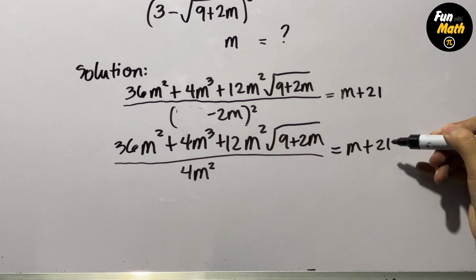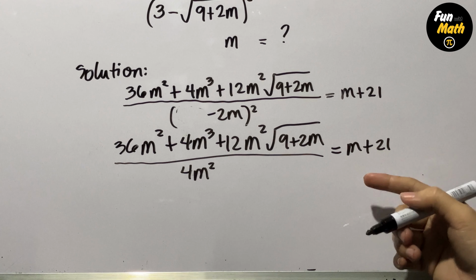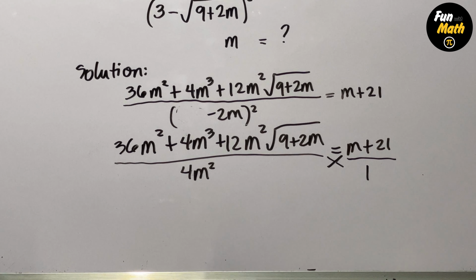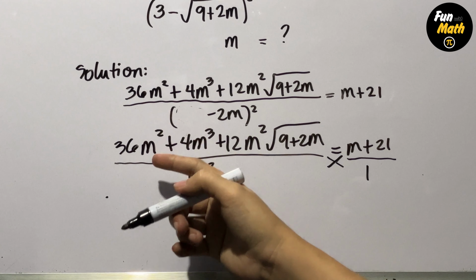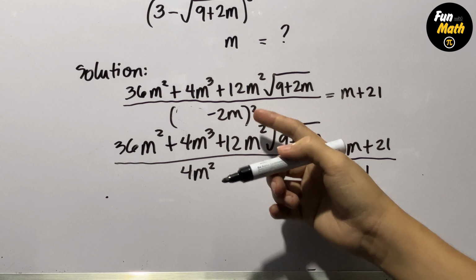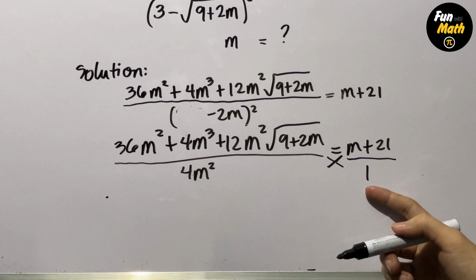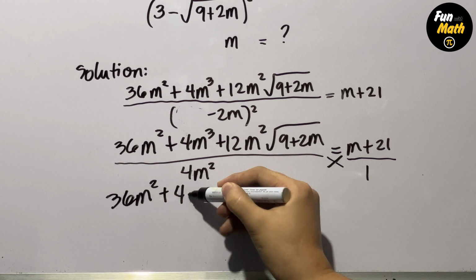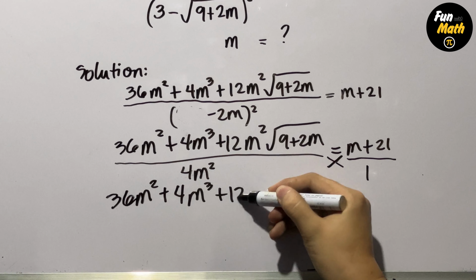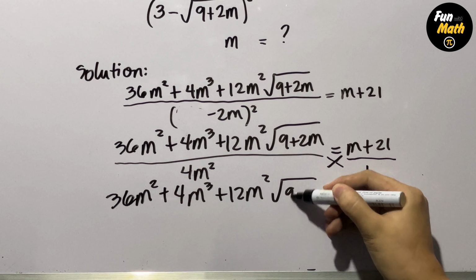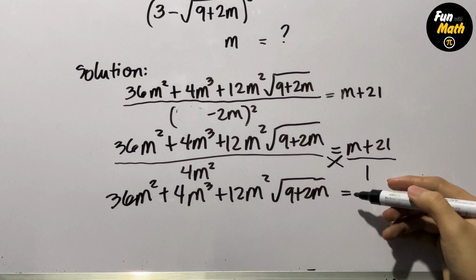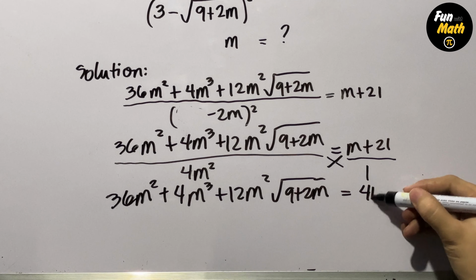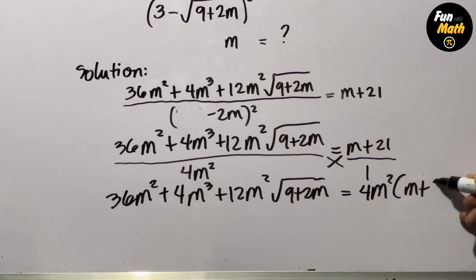m plus 21. Then we're going to put over 1 on our right side so we can cross multiply. So this is now 36m squared plus 4m cubed plus 12m squared square root of 9 plus 2m times 1 is the same. 36m squared plus 4m cubed plus 12m squared square root of 9 plus 2m equals m plus 21 times 4m squared, that is 4m squared times m plus 21.